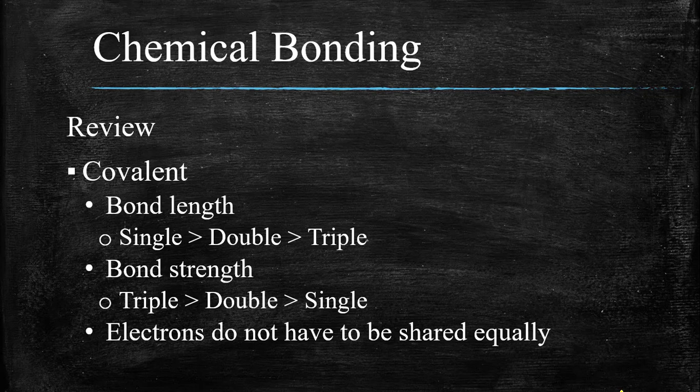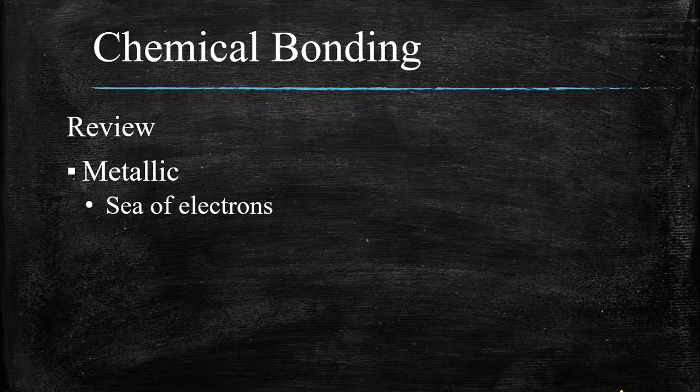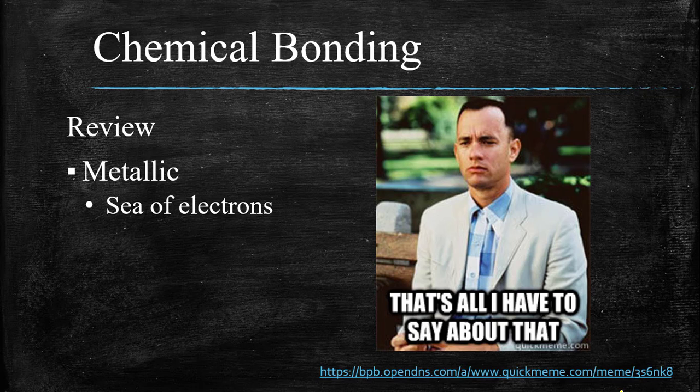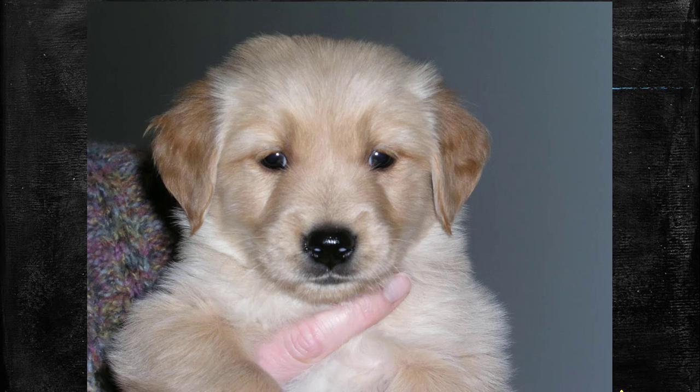Electrons do not have to be shared equally, and this is where electronegativity comes into play. For metallic bonding, you have the sea of electrons, and that's all I have to say about that. So that's our introduction into bonding. In the next video, we're going to talk about how to draw the structural formulas for covalent compounds.